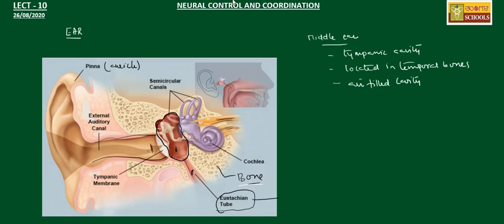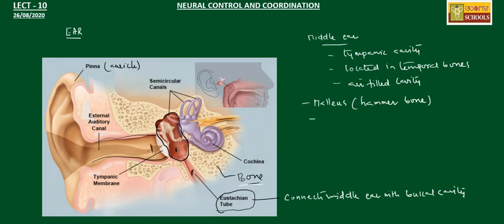So this eustachian tube connects the middle ear with the buccal cavity. And I told you that this middle ear consists of three bones. The first is called the malleus. Malleus is called hammer bone because of its shape like a hammer. The second one is called incus, and this incus is called anvil bone because of its shape like an anvil. And then stapes is called stirrup because of its stirrup shape, so they have named it stirrup. These are the three smallest bones.